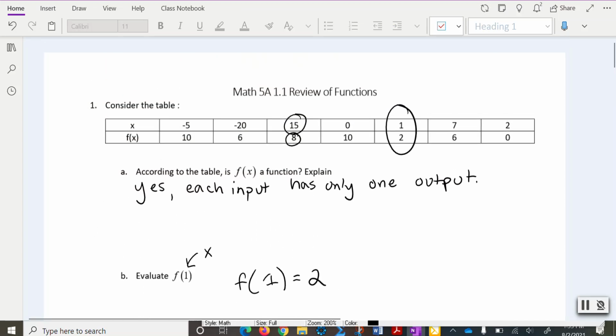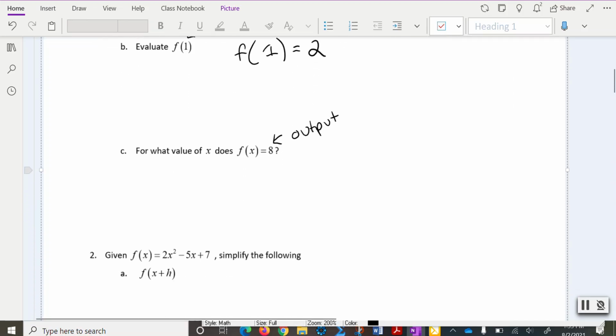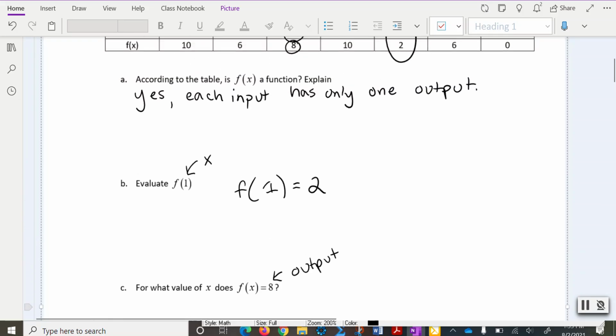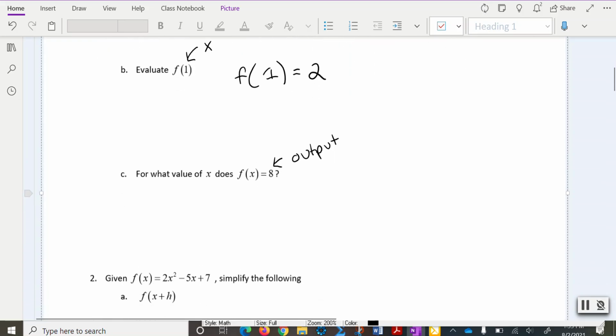And it is possible that we could have 8 as another output corresponding to a different input. So we just need to double check that we don't see 8 anywhere else. And we don't, so we're done. So for f of x to equal 8, x would have to be equal to 15.